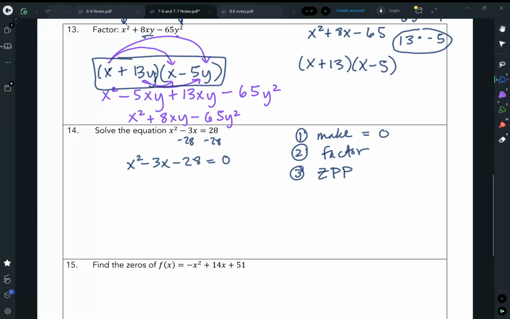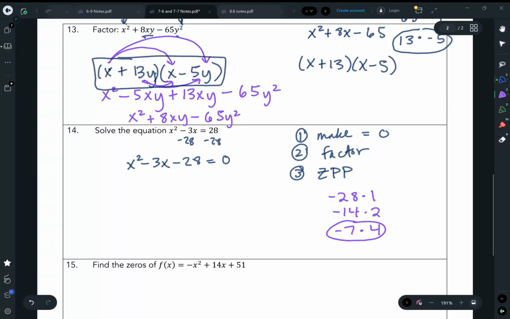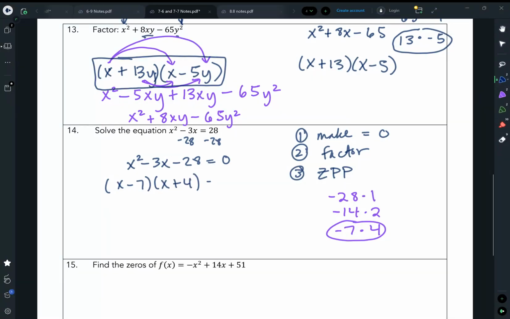To factor it, I want to think about what multiplies to make a negative 28 and adds to make a negative 3. That means my bigger number is going to have to be negative. So I am going to think about how 28 is a negative 28 times a 1, a negative 14 times a 2, or a negative 7 times 4. So of these three, negative 7 and 4 would add to make negative 3. So I'm going to factor this as x minus 7 times x plus 4 equals 0.